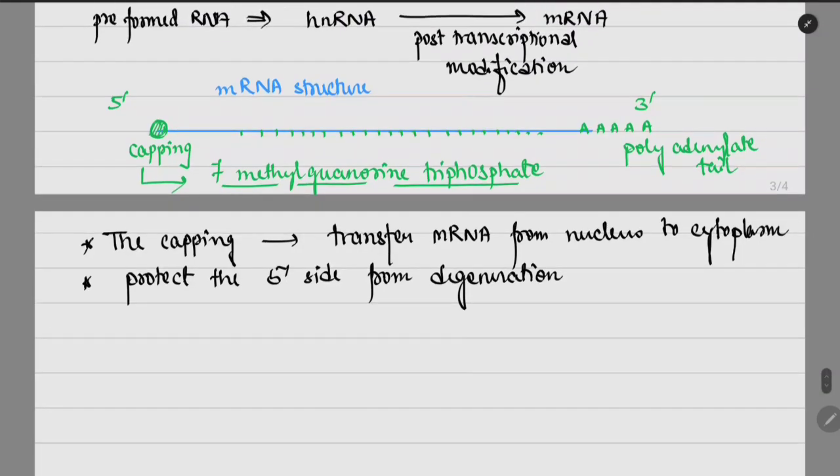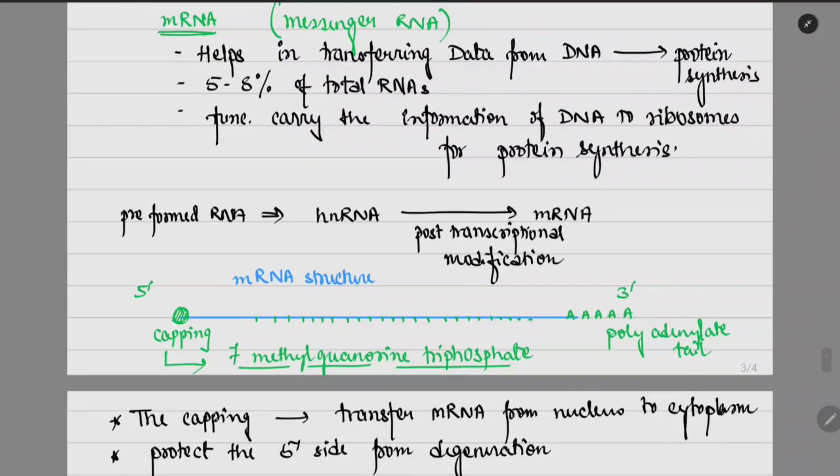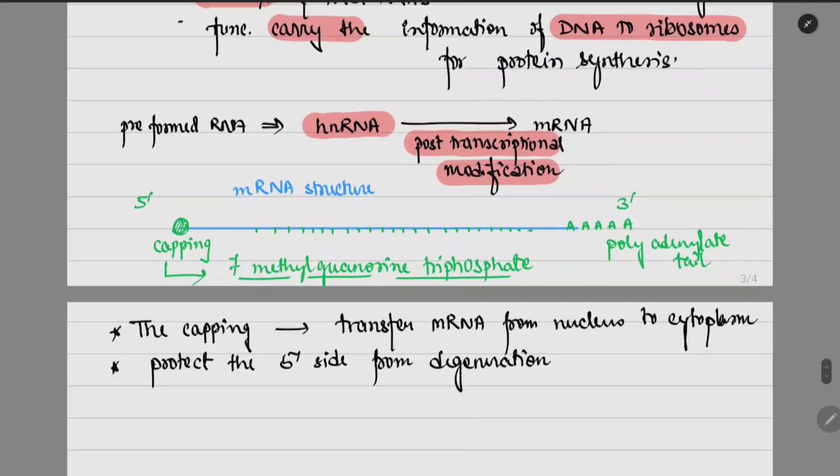Now the important points here, as I have discussed, are the transfer of data from DNA to protein synthesis. 5 to 8% of all RNA carries the information of DNA to ribosomes. The preformed RNA, that is the heterogeneous nuclear RNA, after post-transcriptional modifications forms the mRNA, and the mRNA structure has capping, that is 7-methyl guanosine triphosphate, and the polyadenylate tail.